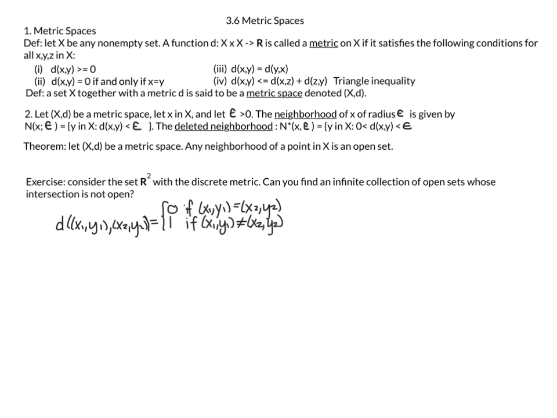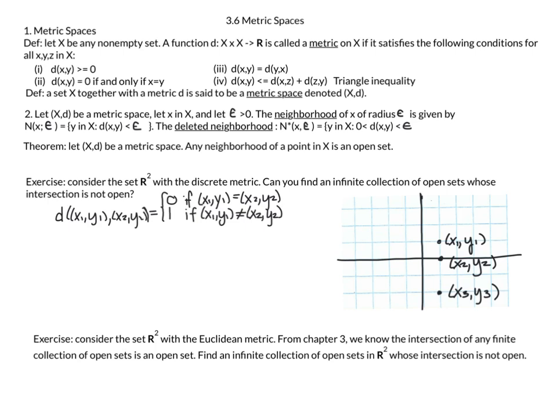In this next example, we are going to use the discrete metric in R2. Can you find an infinite collection of open sets whose intersection is not open? And you want to compare this to our last example. So for example, here I have 3 points in R2: x1, y1, x2, y2, and x3, y3. You might be tempted to think that x2, y2 is closer to x1, y1 than x3, y3 is. But according to the discrete metric, these two, x2, y2 and x3, y3, are both 1 unit away. They're equally distant from x1, y1.